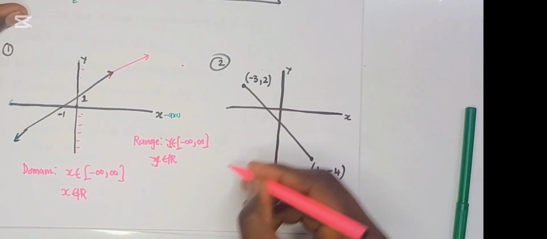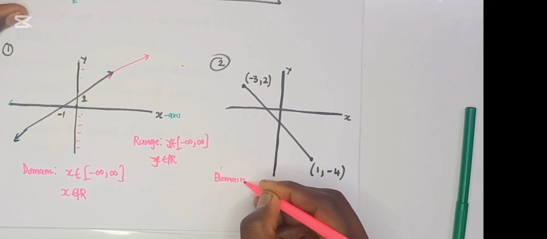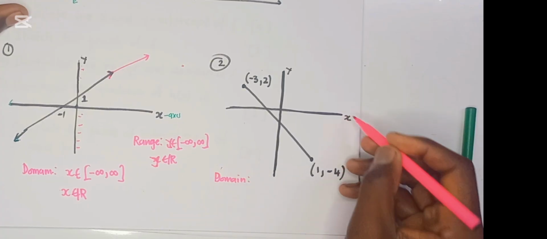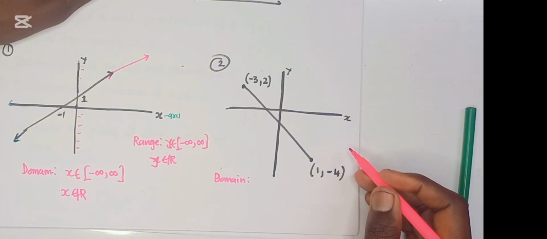If we want the domain of this one, remember for the domain we check the availability of the graph on the x-axis. Where does this graph start to exist on the negative side?